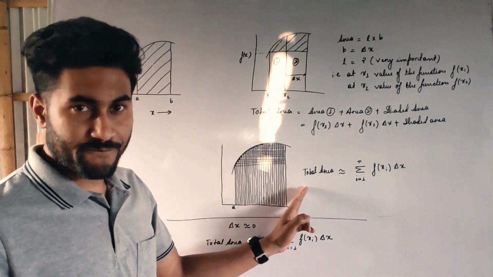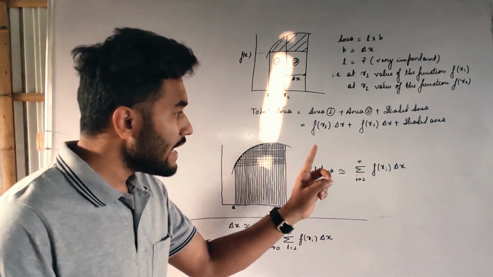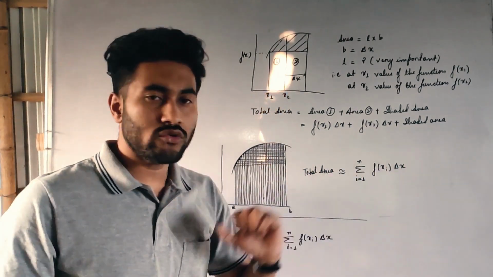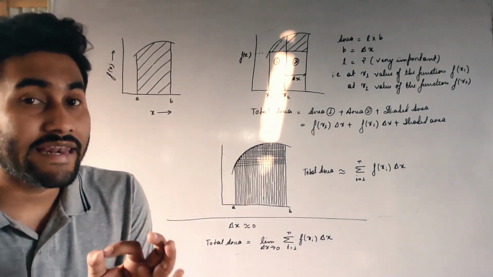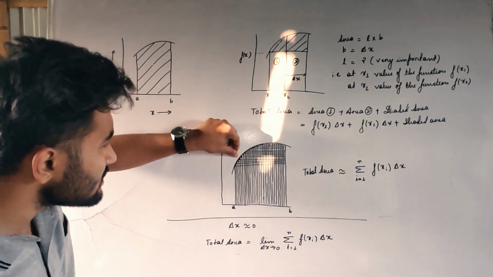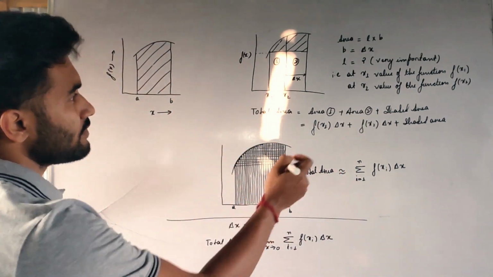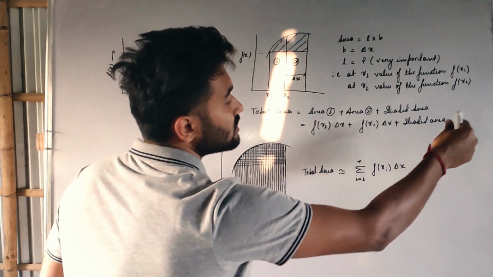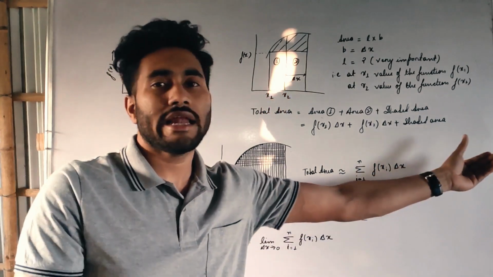Then the total area will be approximately equal to, not exactly equal to, summation f of xi into delta x, where i is 1 to n. Where is the shaded area? The shaded area is negligible. That's why I have said approximately equal to, not exactly equal to, because there is still some negligible amount of shaded area left, right? Why summation? Because obviously you have to add the rectangles: rectangle 1, 2, 3, 4 till n we have to add. Summation means sum, so we will sum all the rectangles.